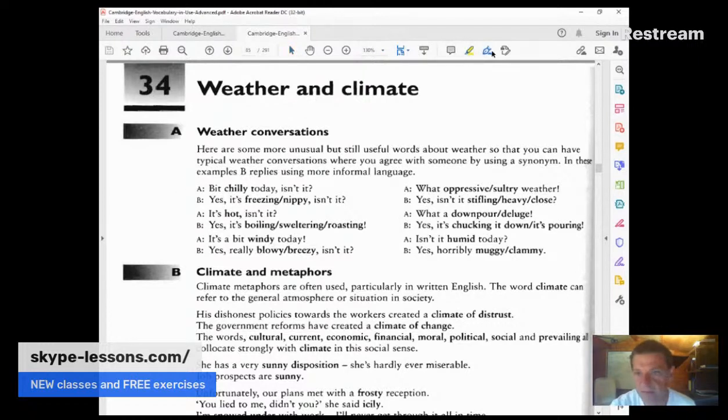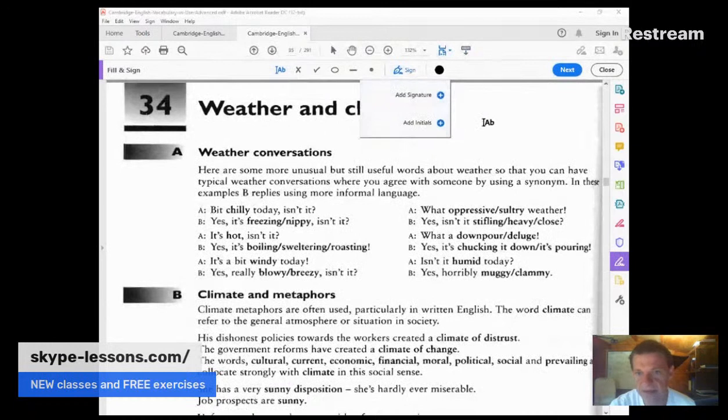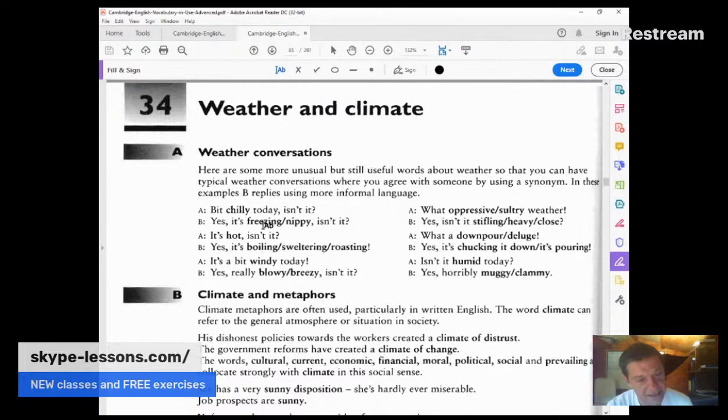Bit chilly today, isn't it? Chilly means a little bit cold. So very similar to freezing, although freezing is stronger than chilly. And nippy. Nippy we use quite often. In the UK, we often use nippy or chilly. So all three of those are pretty similar.